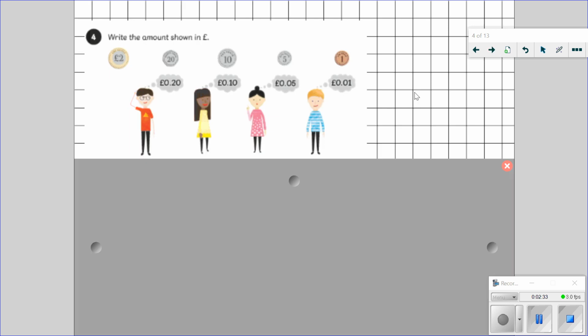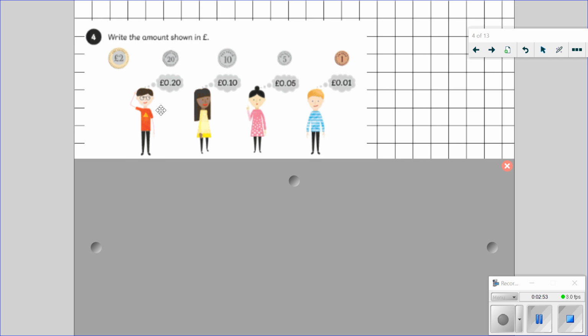Let's have a look at this. It asks us to write the amount shown in pounds and pence. We have a £2 coin, 20p, 10p, 5p, and a penny. Have the children written the amounts correctly? How do we know?